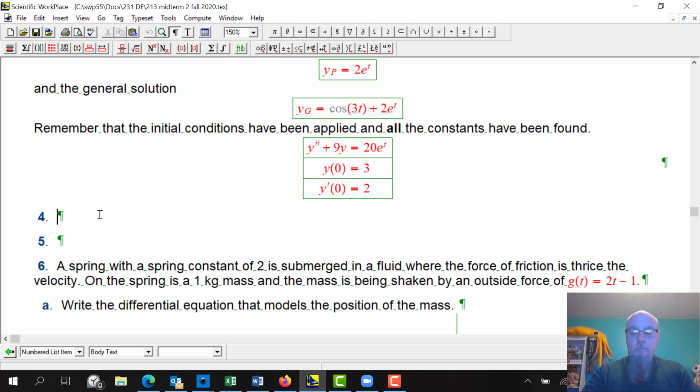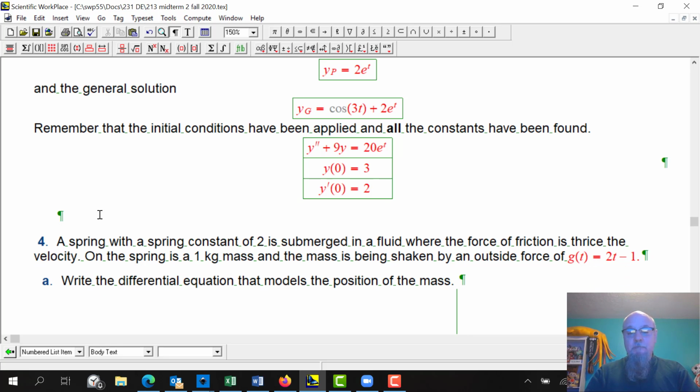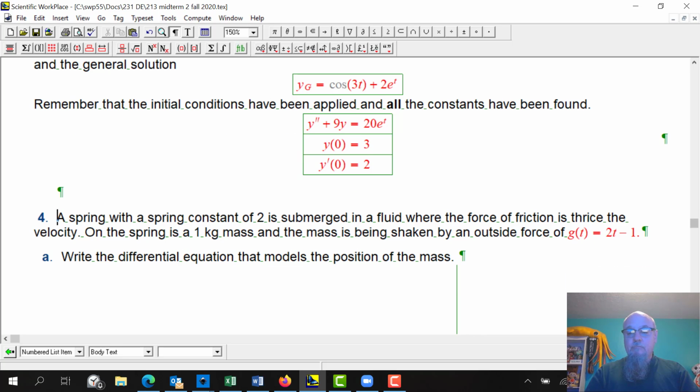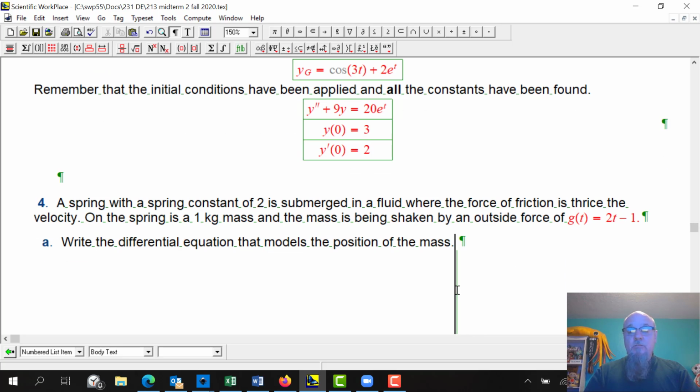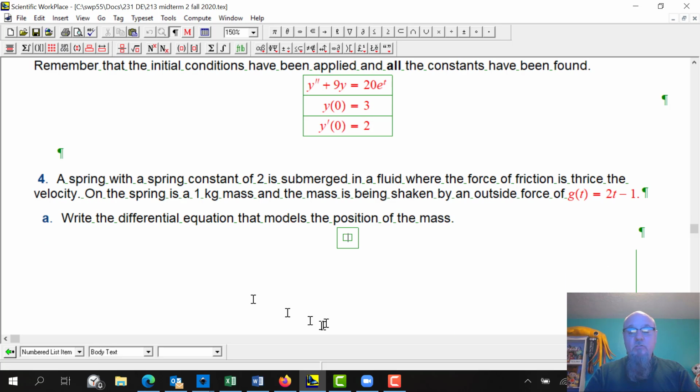All right. The spring question. We just want the differential equation here for this spring question. Now, the differential equation for a spring is mass times y prime prime plus coefficient of friction times y prime plus spring constant times y equals a forcing function. So we have all those pieces in there.